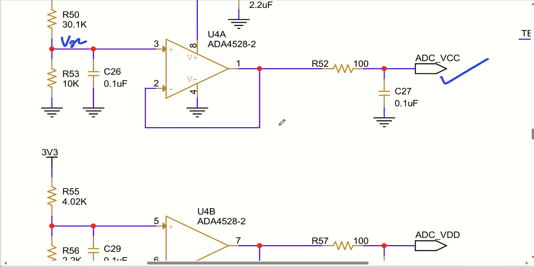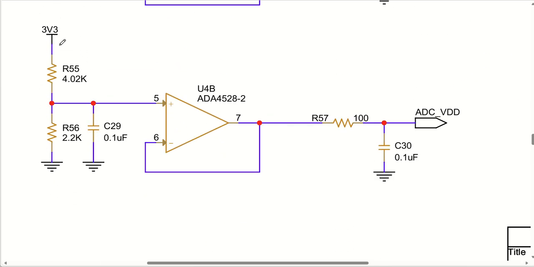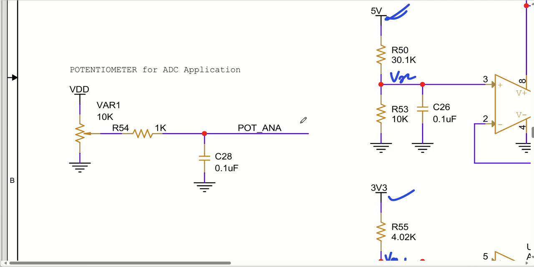Similar to that, 3.3 volt is also there on the board. So this 3.3 volt will also be divided by a voltage divider, let's say Vx1. And then this Vx1 goes to a buffer and then a filter, and after that to the ADC pin of the microcontroller.